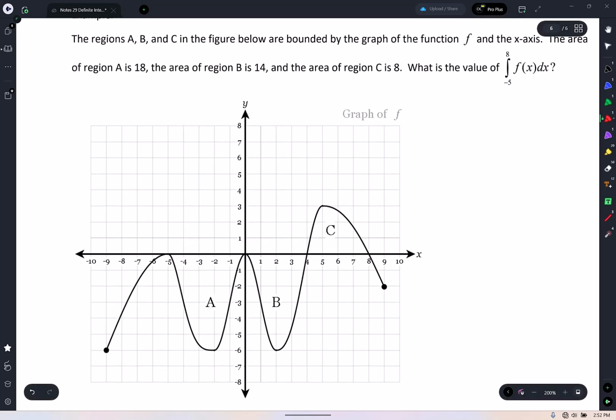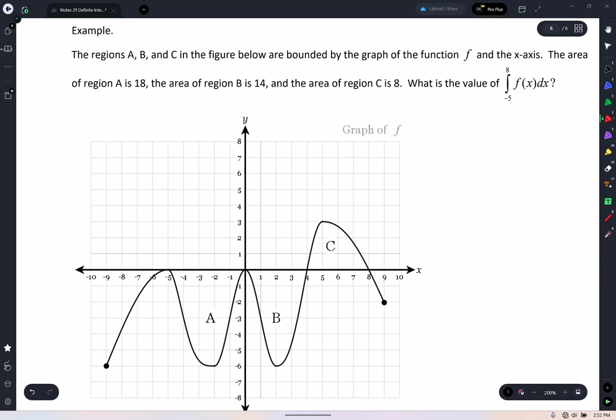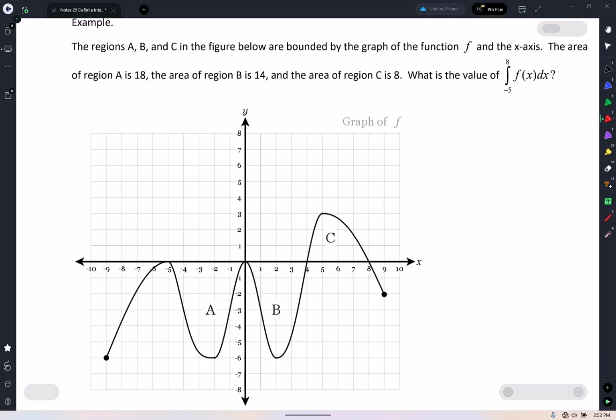All right. The regions A, B, and C in the figure below are bounded by the graph of the function f and the x-axis. The region A is 18. Now, before you write anything down, is this region A below the x-axis? So put -18. Area itself is always positive because there's no such thing as negative area, but because it's below the x-axis, it's negative. The official term for that is signed area, because area itself is never negative.